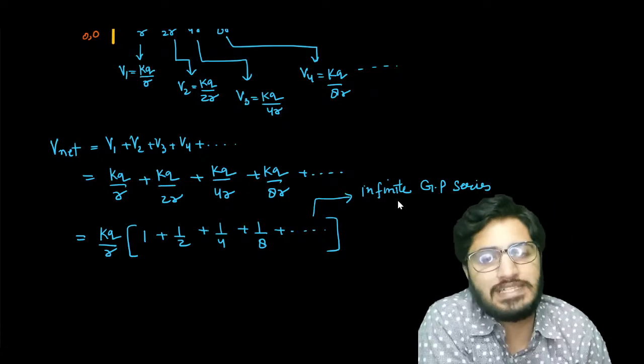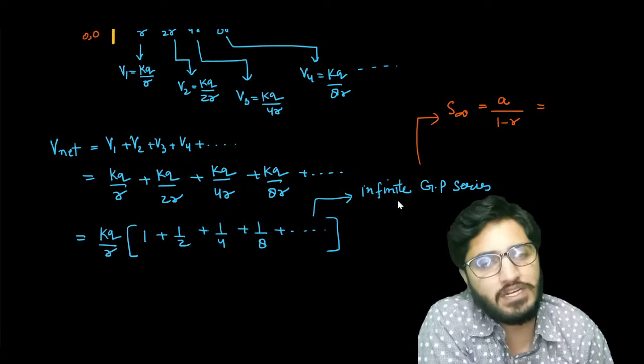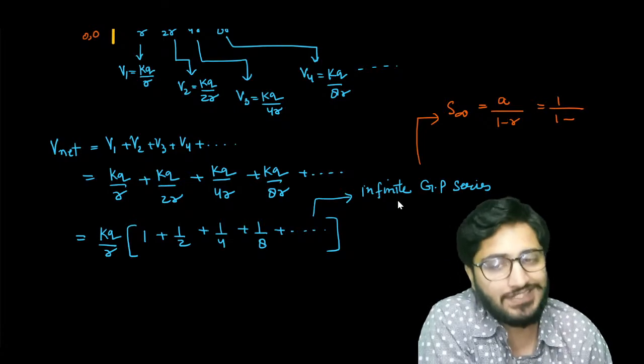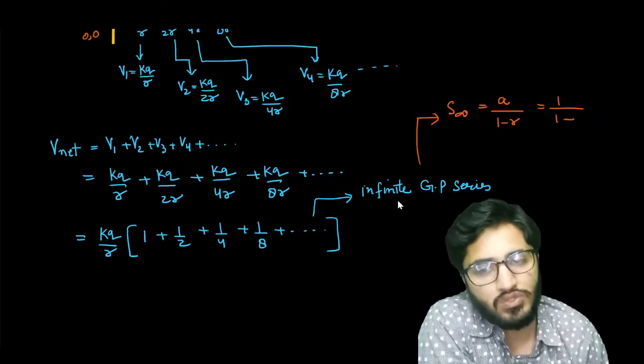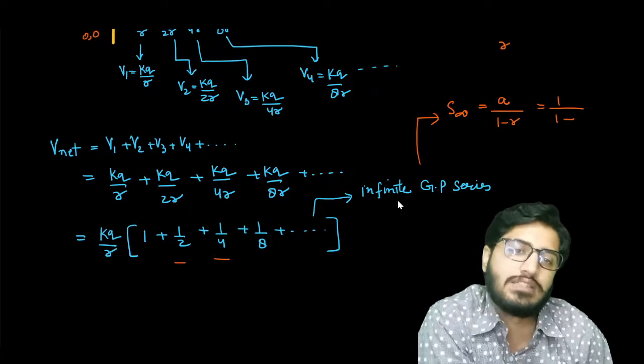So the sum of an infinite GP series is first term divided by 1 minus common ratio. What is the first term, sir? It is 1. What is the common ratio? Common ratio simply indicates the ratio of two successive terms. So I will do 1 by 4 divided by 1 by 2. What is R? Sir, R is equal to 1 by 4 divided by 1 by 2.